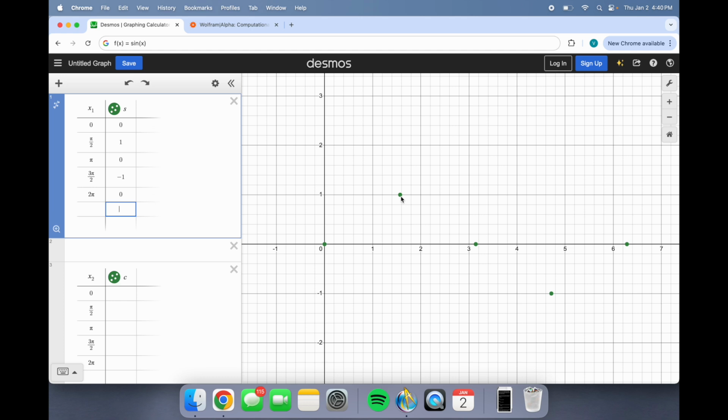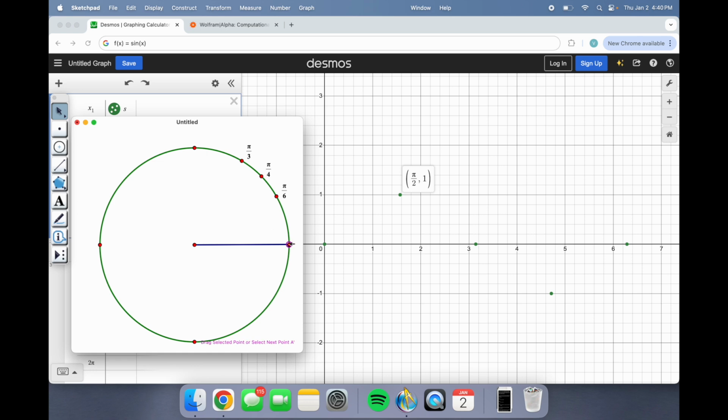Now, it's worth considering on your own, is it just a straight line here from 0, 0 to this point over here, pi over 2, 1? Is it just a straight line? And if it's not a straight line, how is it different than a straight line? So take a second to think about that.